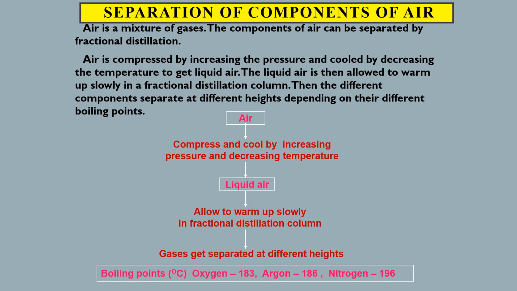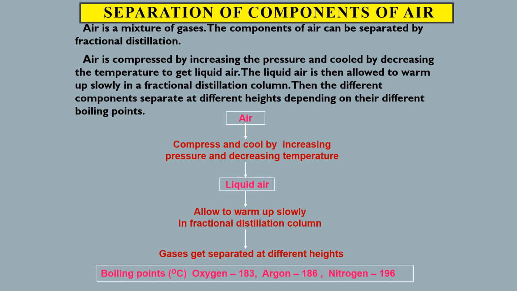Let us see how we can separate the components of air. Air is a mixture of gases. The components of air can be separated by fractional distillation. Air is compressed by increasing the pressure and cooling by decreasing the temperature of air to get it into a liquid form. The liquid air is then allowed to warm up slowly in a fractional distillation column. Then the different components are separated at different heights by increasing the temperature, depending on their difference in boiling point.